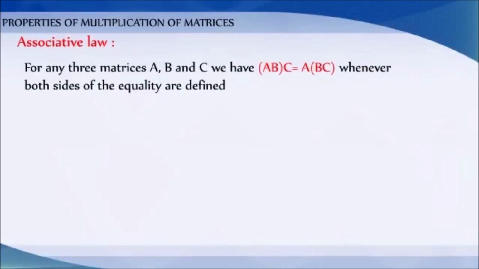Associative law. For any three matrices A, B and C, we have (AB)C = A(BC), whenever both sides of the equality are defined.